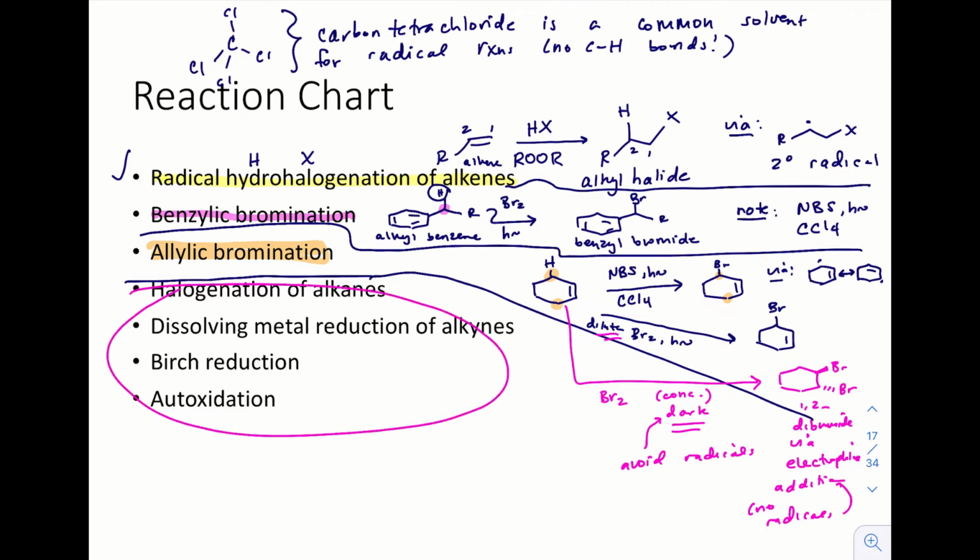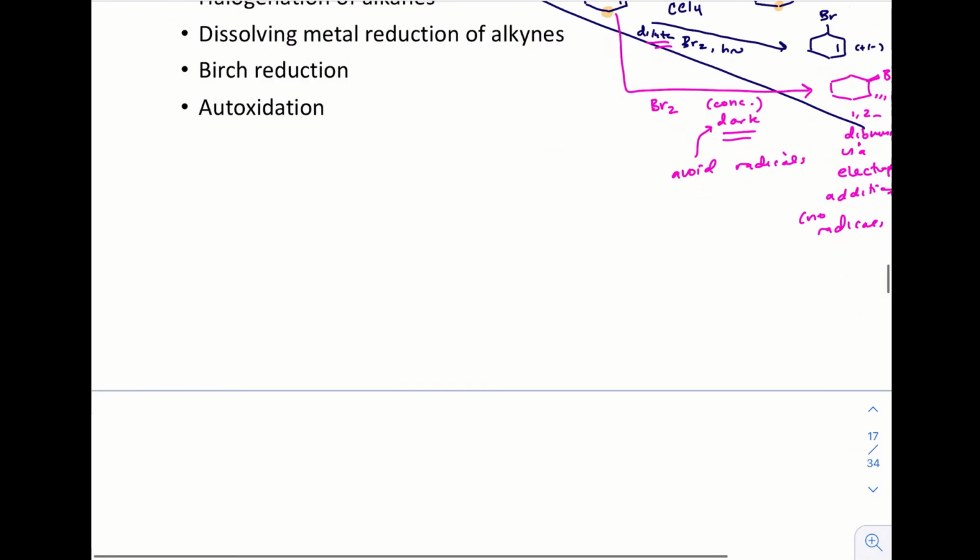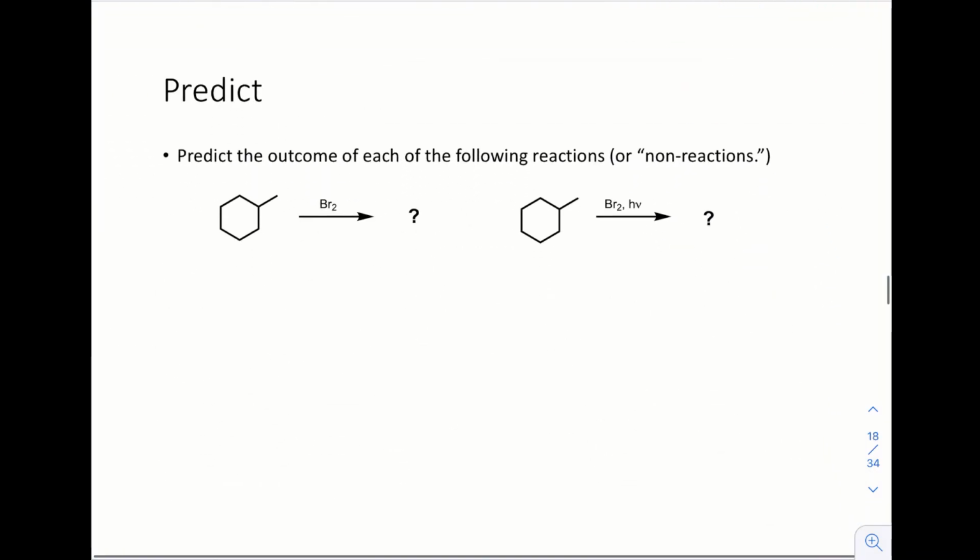Excellent. Four more reactions to learn. Now that we know the basics of radical mechanisms, these will go a little bit faster, don't worry. Next up, halogenation of alkanes. Take a moment, pause, and predict the outcome of each of the following reactions. And if you think no reaction occurs, then please write no reaction.